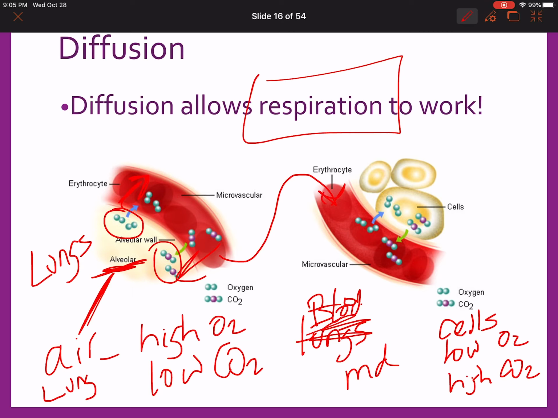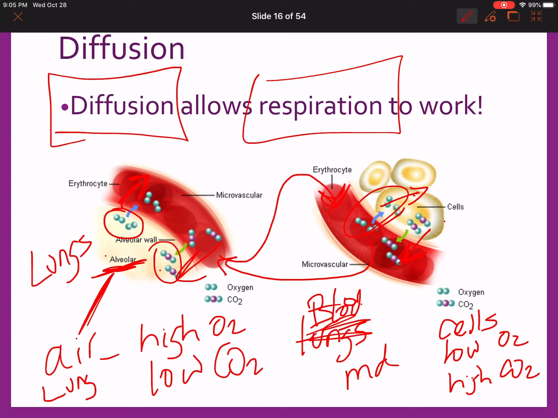Okay, so the blood's over here. The cells are low O2. So notice the O2 is moving out from medium to low. So oxygen has gone from high to medium, from medium to low. Carbon dioxide is moving in. So carbon dioxide moves from high to medium, back to the lungs, from medium to low. So the whole thing, passive diffusion. Both molecules are moving down their gradient.